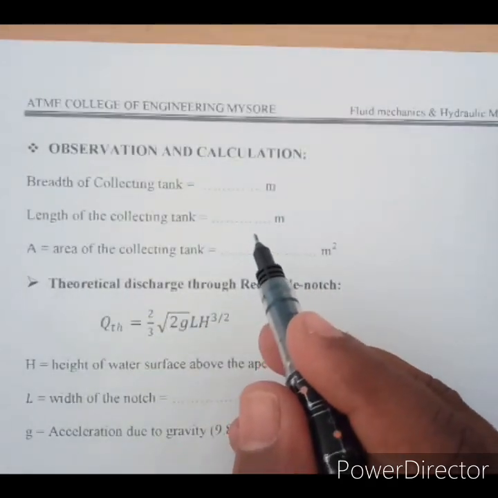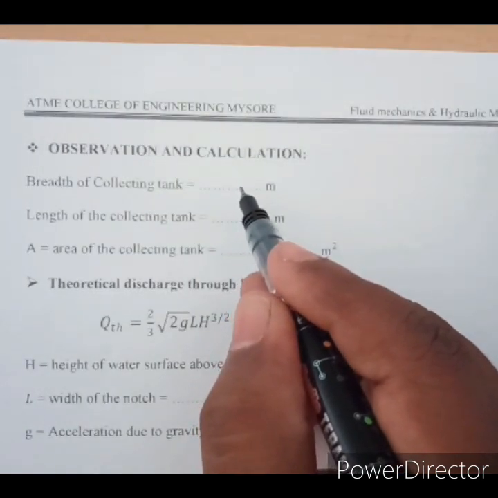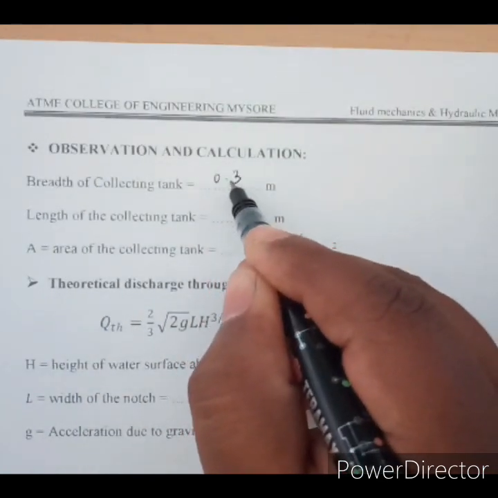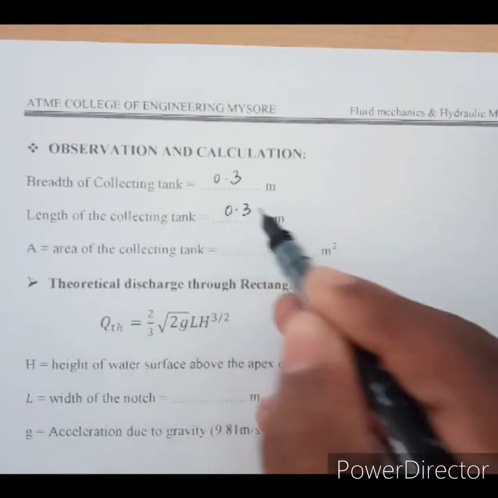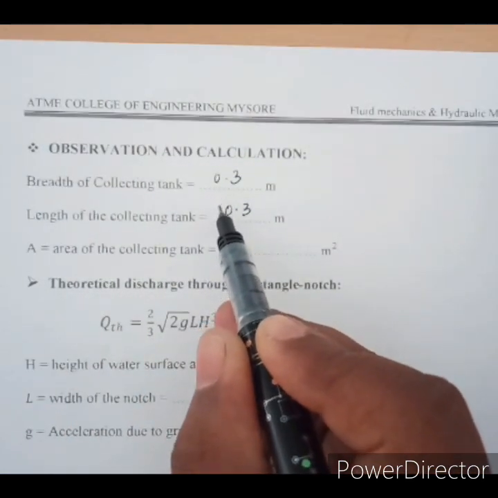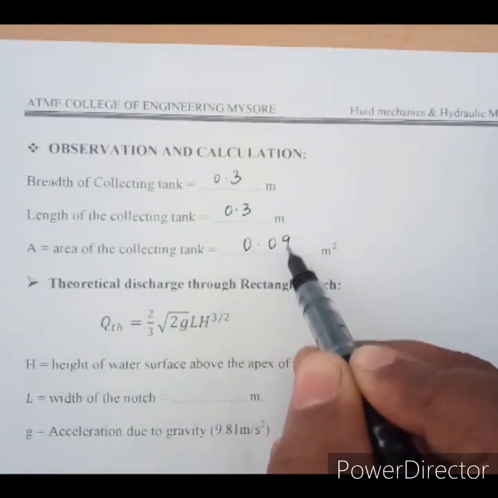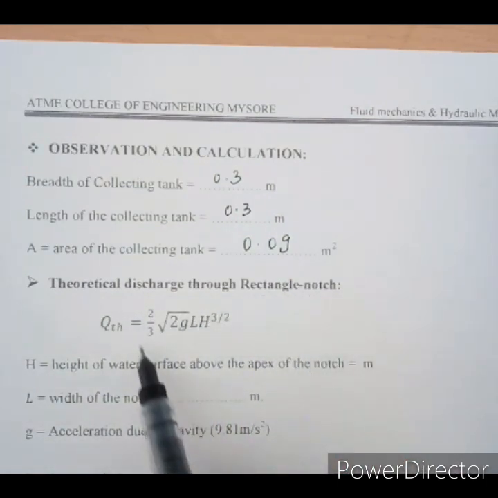The observation and calculation part in calibration of rectangular notch is as follows. First, note down the breadth of the collecting tank, which is taken as 0.3 meter. The length of the collecting tank is 0.3 meter. Therefore, the area of the collecting tank is the product of breadth and length, which becomes 0.09 meter square.